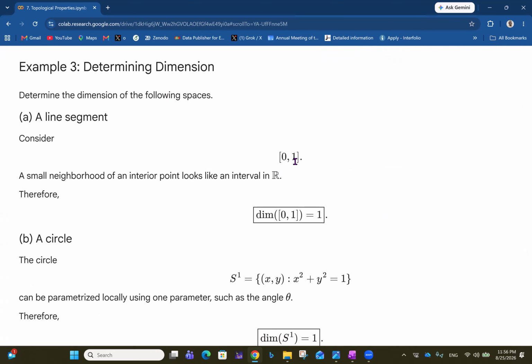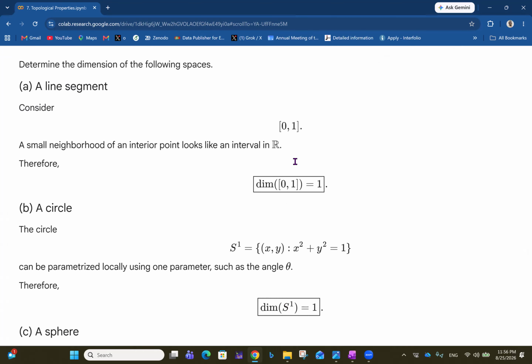In fact, the dimension of anything in the real numbers is automatically 1. A circle is also S1. The circle S1, which is the collection of all (x, y) such that x squared plus y squared is 1, can be parameterized locally using one parameter, such as the angle theta. Therefore, the dimension of S1 is also 1.